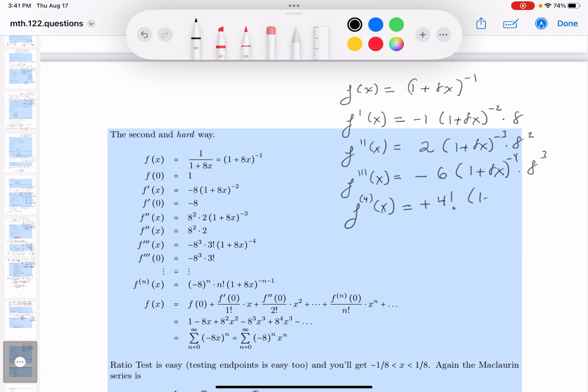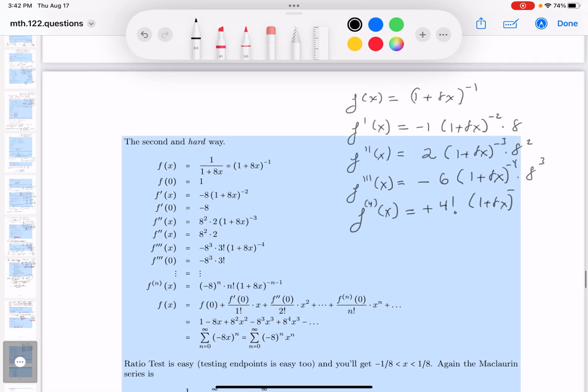And then I'm going to get this 1 plus 8x. And I'm going to say minus, well, look at it. It's really going to be 1 more than the number of derivatives, so minus 5. And then I get 8 to what power? Well, it's going to be 4 now. All right, so I think I recognize that I can write down the nth derivative now.